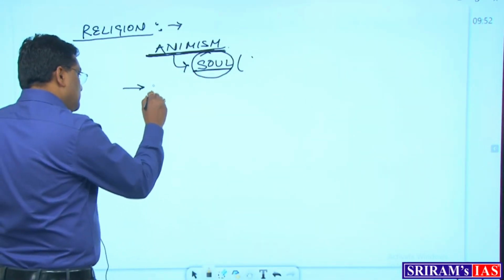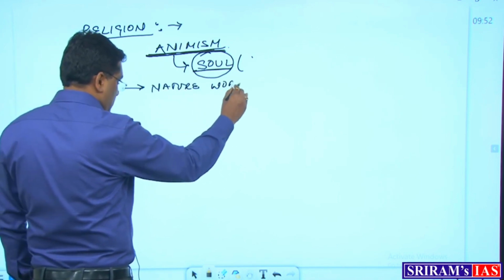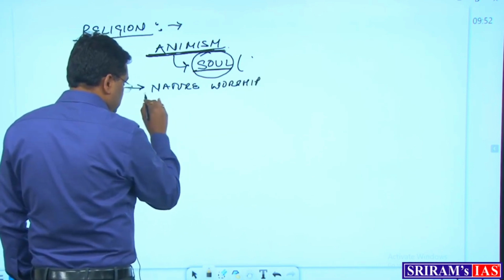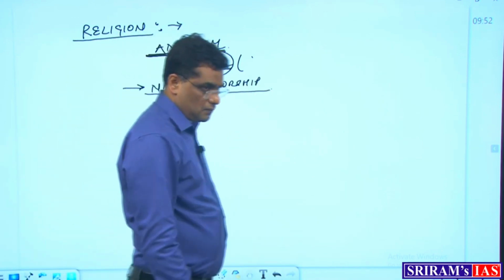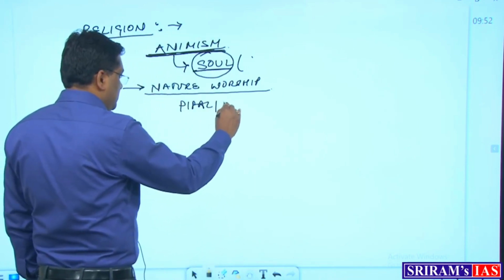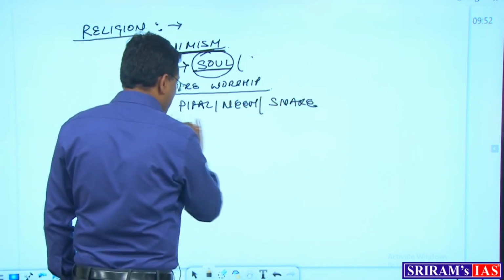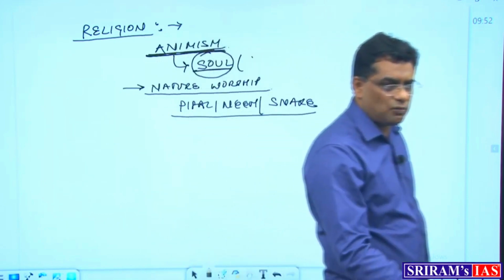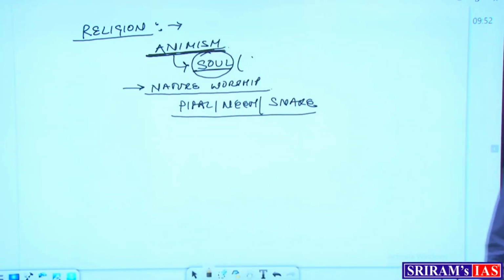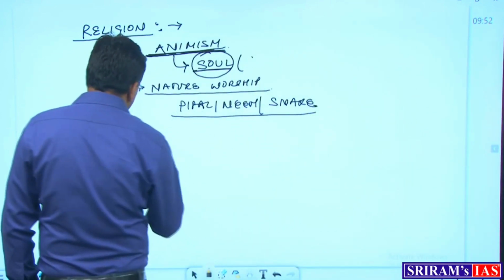They were nature worshippers. They worshipped people, they worshipped neem, they worshipped snakes, whatever they found, then and there they started worshipping. So they believed in nature worship. They worshipped the Mother Goddess.